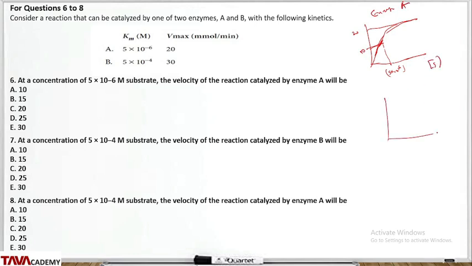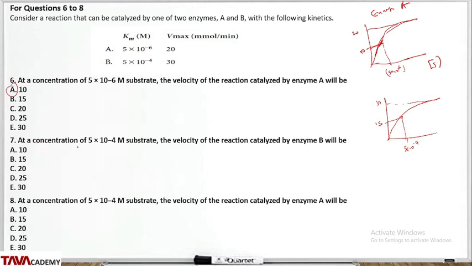Then for enzyme B now, if we draw it, the Km is 5 times 10 raised to the power minus 4. The Vmax is 30, so this is the point 30. So invariably, what that means is that half of the Vmax should be 15. So let's use this information now to answer the question. Question 6 says, at a concentration of 5 times 10 raised to the power minus 6 mole substrate, the velocity of the reaction catalyzed by enzyme A will be what? It will be 10. So that will be the answer, A, 10.